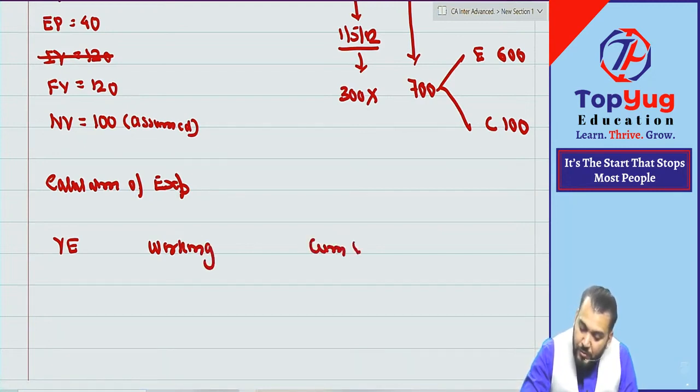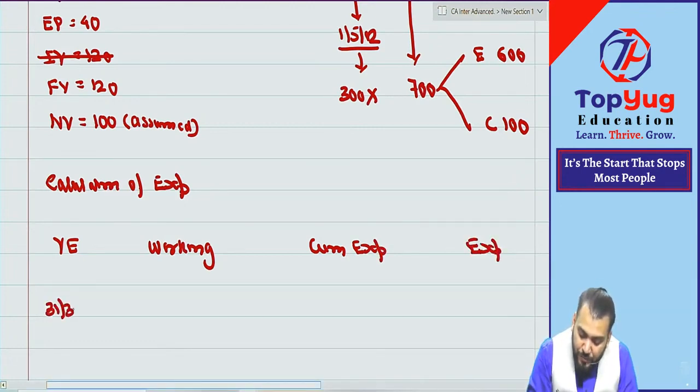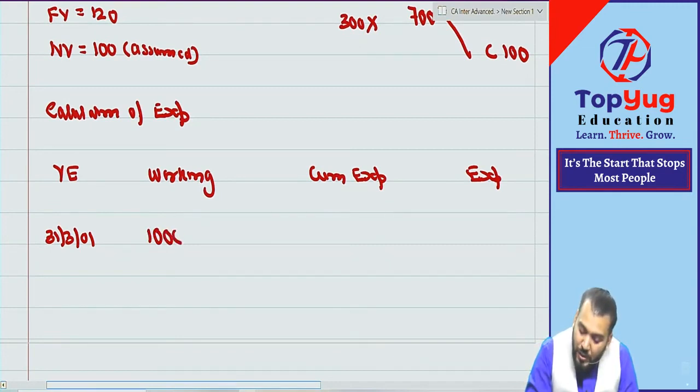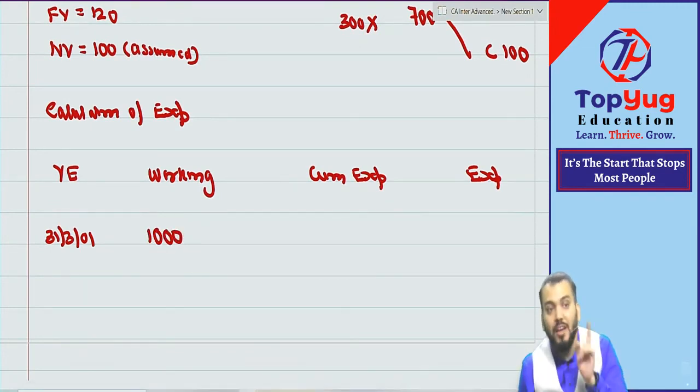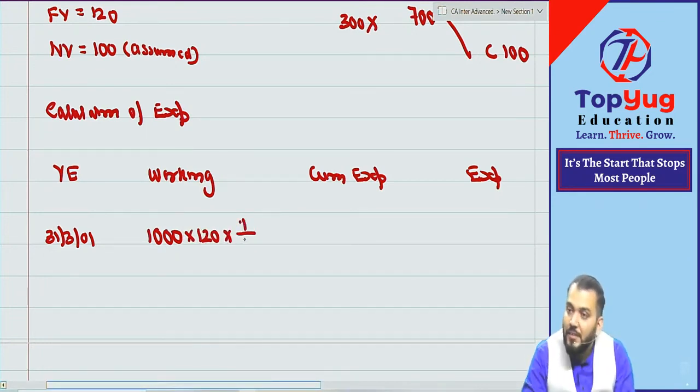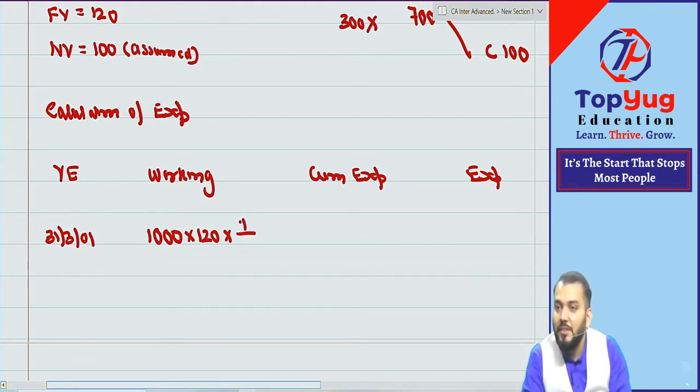Cumulative expense, and expense. Correct? The first year end is 31st March 2001. But how many options will we take? 1000 only. Why? Because the cancellation part was not known at that date. Correct? So 1000 into what? 120 into what? 1 by 1 by 2.5. Anyone done 1 by 3?